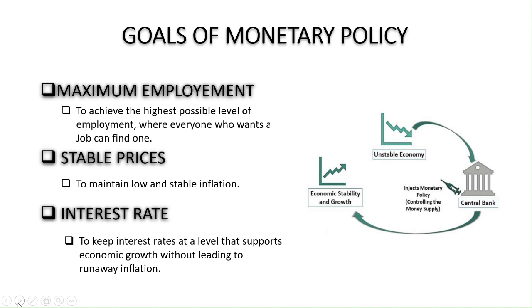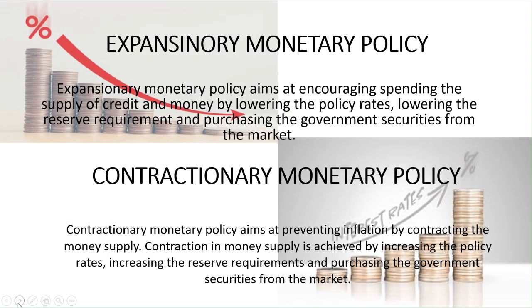Next, let's look at the types of monetary policy. First one is expansionary monetary policy. Expansionary monetary policy is when central banks take steps to boost the economy. It usually does this by lowering interest rate, which makes borrowing money cheaper. When borrowing is easier, people and business are more likely to spend and invest. This increased spending can create jobs and support economic growth. The goal of the expansionary monetary policy is to stimulate the economy, especially during times of slow growth.